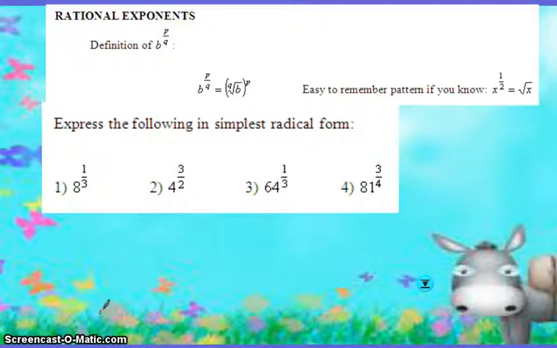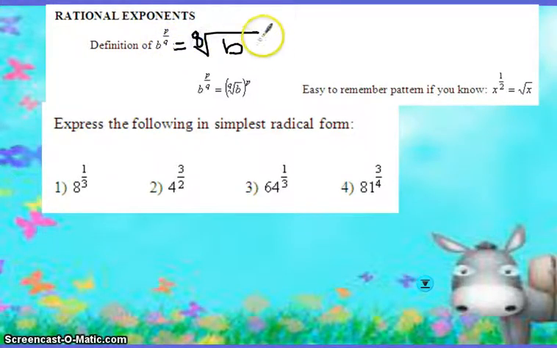Alright, let's take a look at rational exponents. Now, the definition of rational exponents is that if you have a particular base b raised to an exponent that happens to be a fraction, it can be written out as b underneath the radical sign. The q, the denominator of your fraction, becomes the index, and the p becomes the exponent.